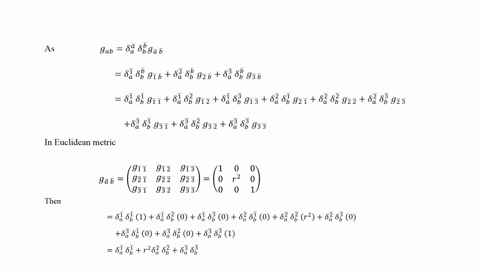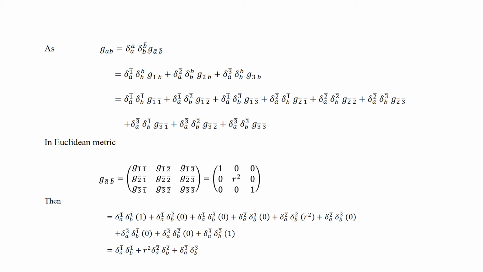We are replacing B bar with 1, 2, 3. So in each term of this third term, we replace B bar. In the first term we replace it with 1, in the second term with 2, and in the third term with 3, and we get plus delta 3 bar A, delta 1 bar B, G 3 bar 1 bar, plus delta 3 bar A, delta 2 bar B, G 3 bar 2 bar, plus delta 3 bar A, delta 3 bar B, G 3 bar 3 bar.